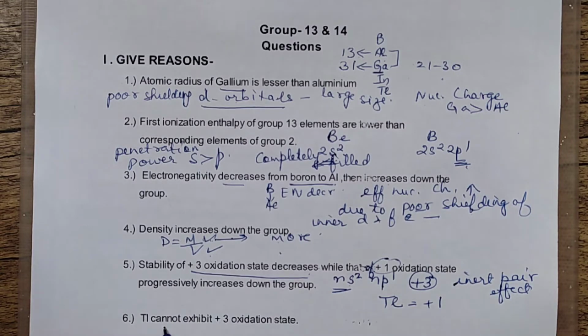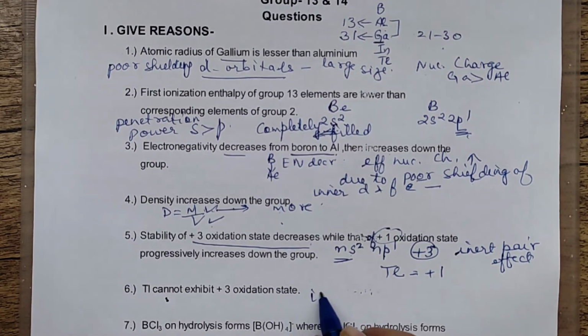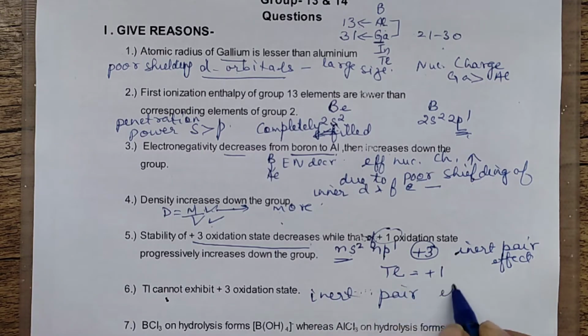The same reason can be given here also. Thallium cannot exhibit the +3 oxidation state because of the inert pair effect, you can write that down. It is lying in the 6th period, so the configuration is 6s2 6p1. Only the 6p electron can participate, not the 6s, because of the inert pair. It is one of the consequences of the lanthanide contraction.